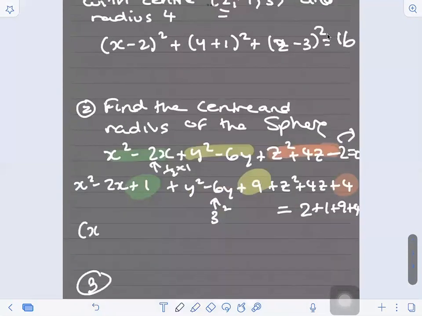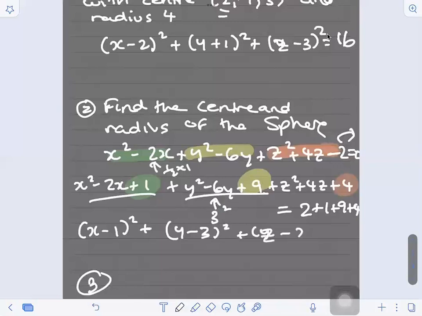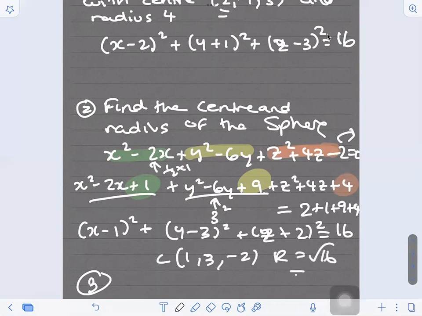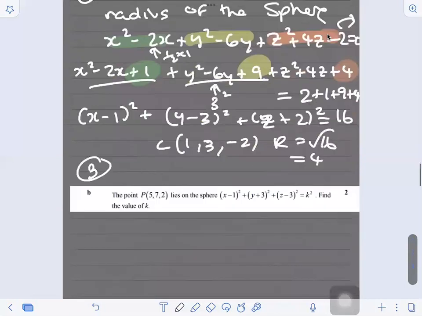So now I end up with (x - 1)², because that's a perfect square, (y - 3)², another perfect square, and (z + 2)². 9 and 1 is 10, plus 4 plus 2, that'll be 16. So the center will be (1, 3, -2), and the radius is root 16, which is 4.